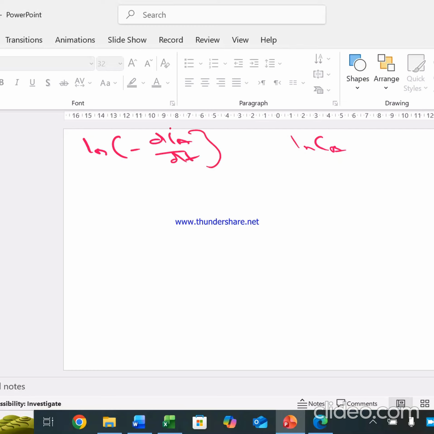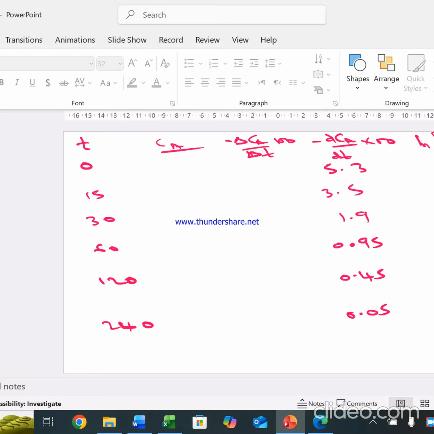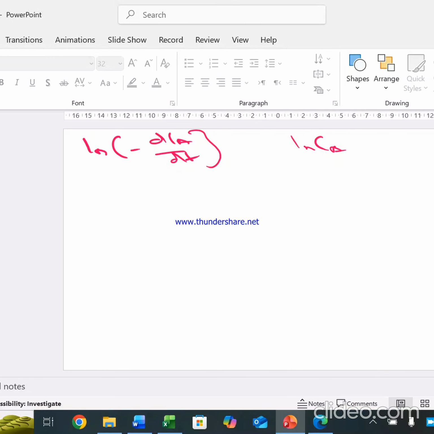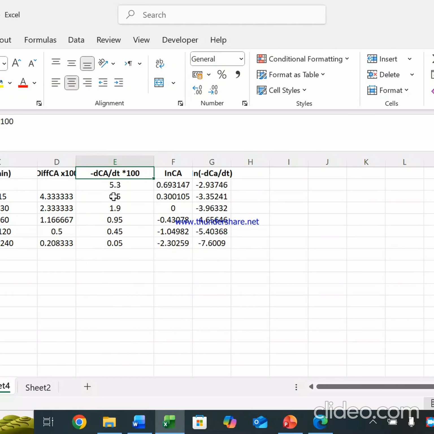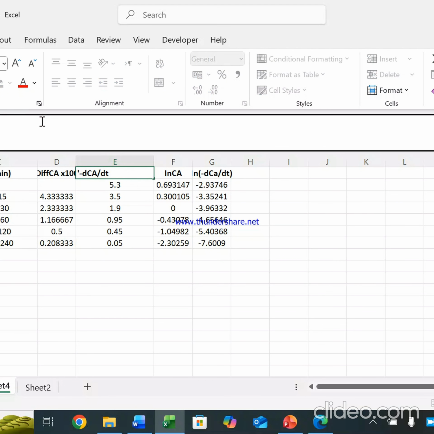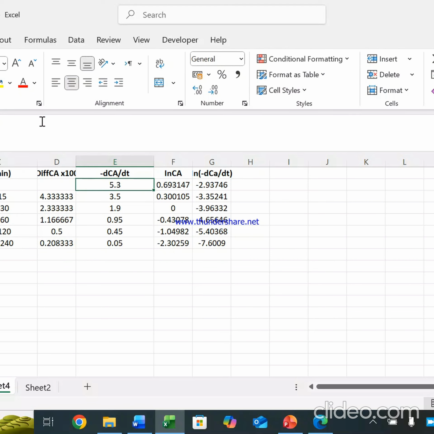So I divided all the values I get from here, all this dCA/dt, I divided by 100. So we are now having 0.053. So before I find the lane, the result is here. So this is what you are seeing here on the screen. Minus dCA/dt, so divided by 100. So I remove the 100 and evaluate only the CA. So I divide all through by 100.